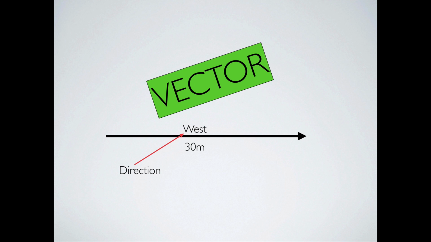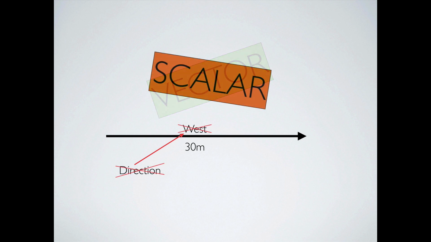And vectors are always used in physics as arrows. They're drawn as arrows. So you'll have a starting point on the left, and then you'll have the end point where the arrow is on the right-hand side. And that is a vector when you have direction and magnitude.